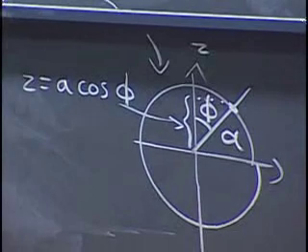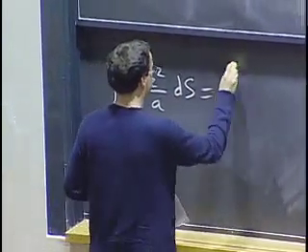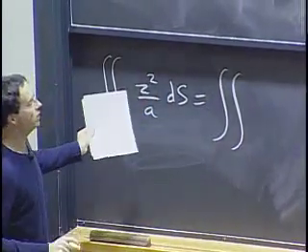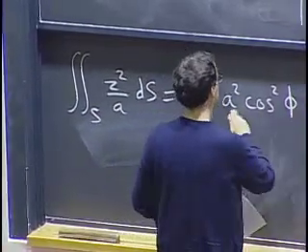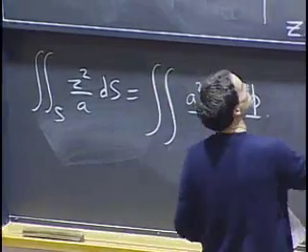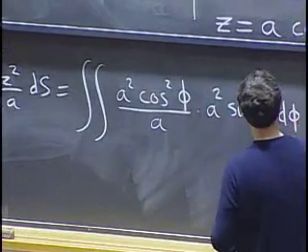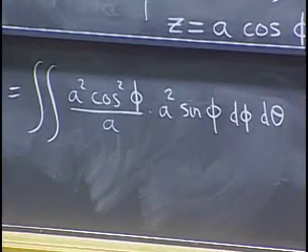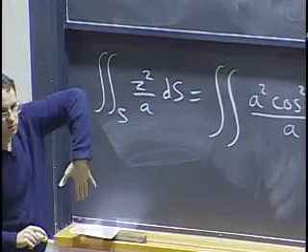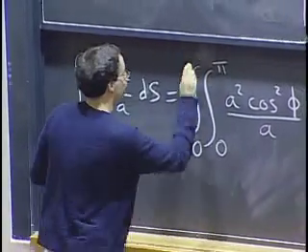So now I have everything I need to compute my double integral. Z squared over a ds will become a double integral of a squared cosine squared phi, over a, times a squared sine phi d phi d theta. Now I need to set up bounds. Phi goes all the way from 0 to pi, because we go all the way from the North Pole to the South Pole. And theta goes from 0 to 2 pi.